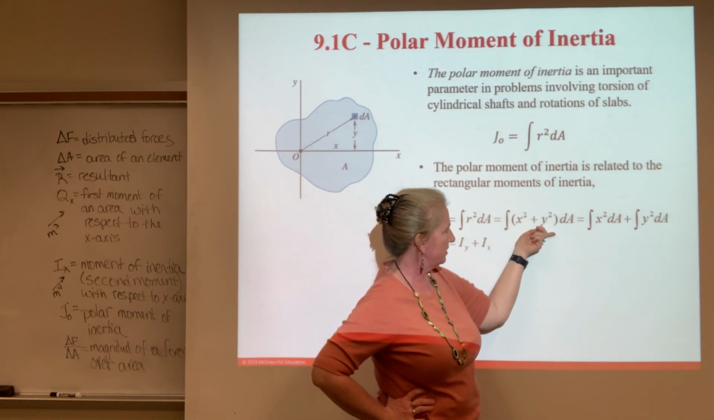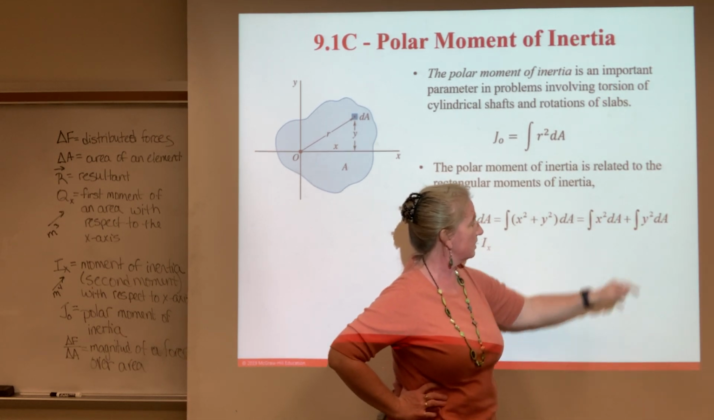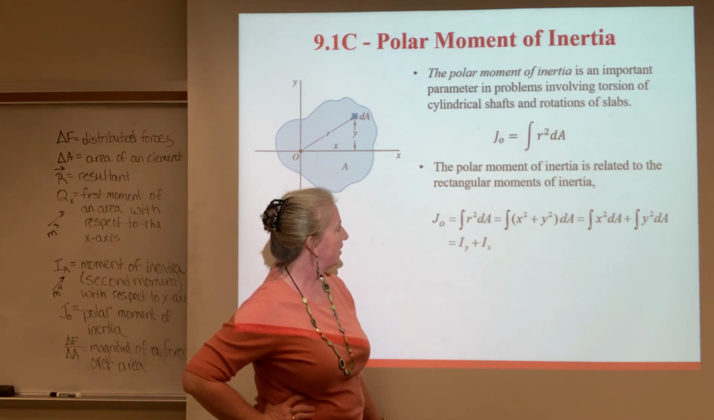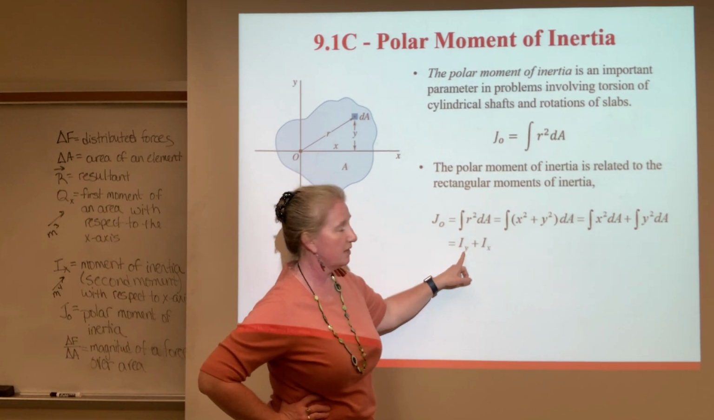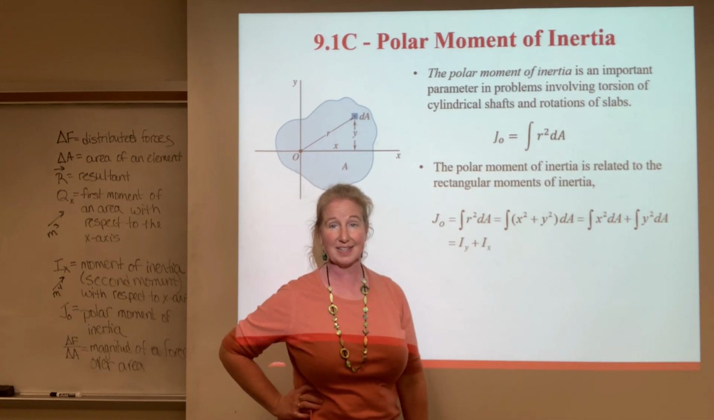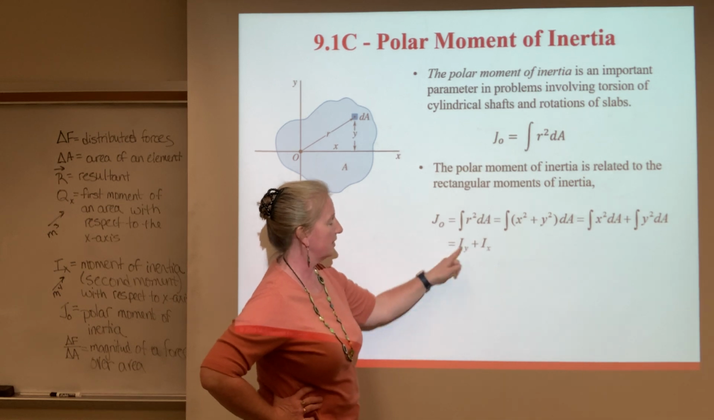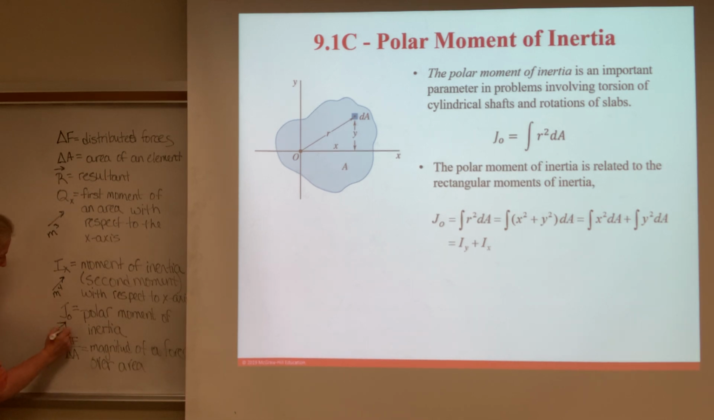When I integrate this, I can break it into two pieces: x squared dA plus y squared dA. I still need to integrate it. What's interesting is that polar moment of inertia is actually the moment of inertia with respect to the y-axis plus the moment of inertia with respect to the x-axis. That's a very important relationship. Did I write that down? Let me add that. I don't know if you can see that over here. J sub O equals Ix plus Iy. So sometimes it's easier to figure it one way, sometimes it's easier to figure it another way.